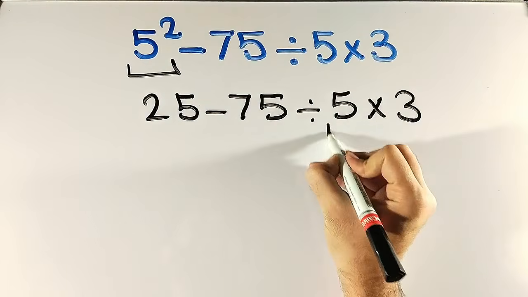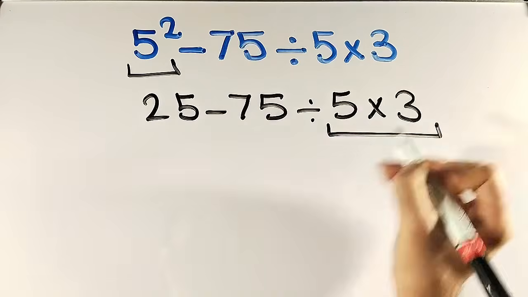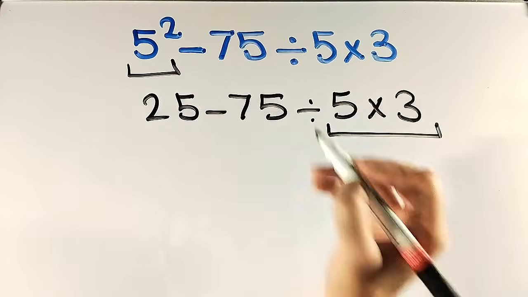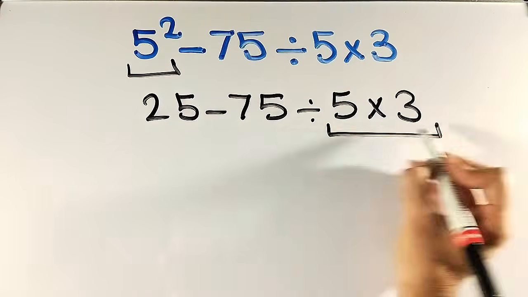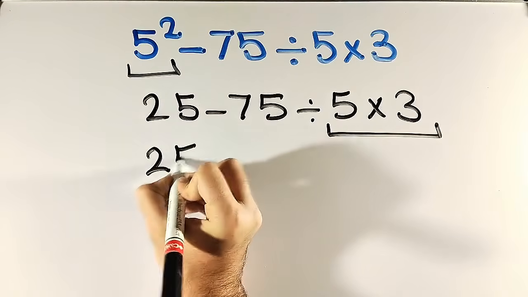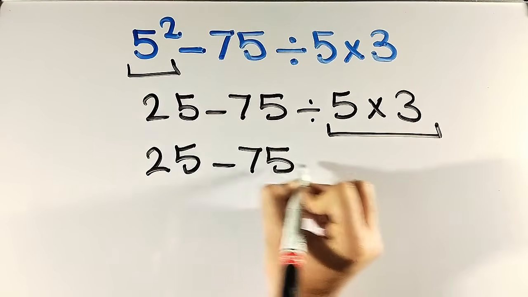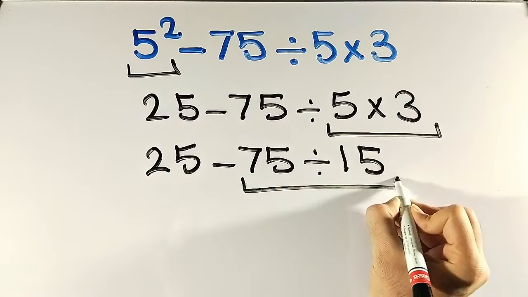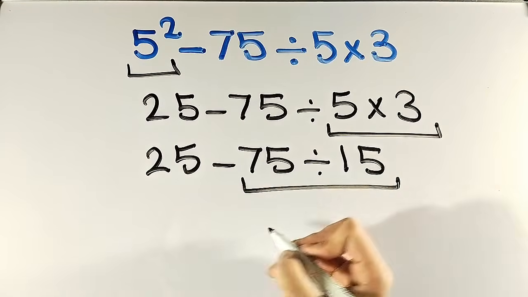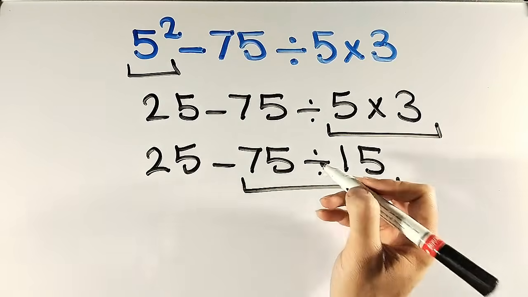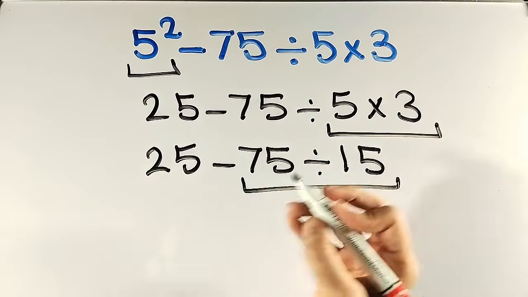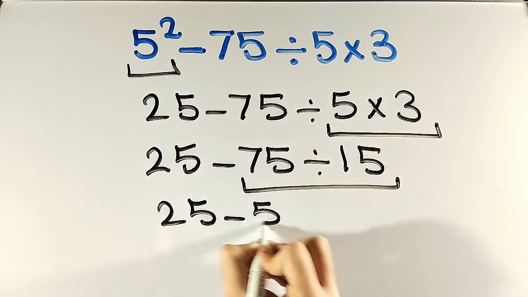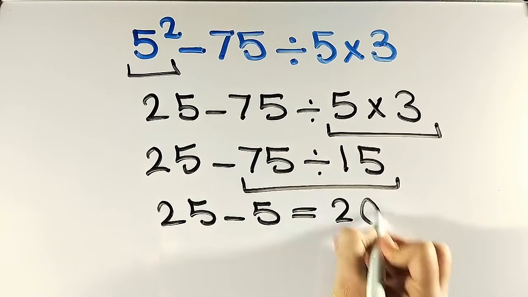And the next step, they go for the multiplication between 5 and 3 because they think multiplication has a higher priority than division. So, instead of this expression, they write 25 minus 75 divided by 15. Then, they go for the division between 75 and 15 because they believe division has priority over subtraction. So, instead of this expression, they write 25 minus 5, which finally gives them the answer 20.